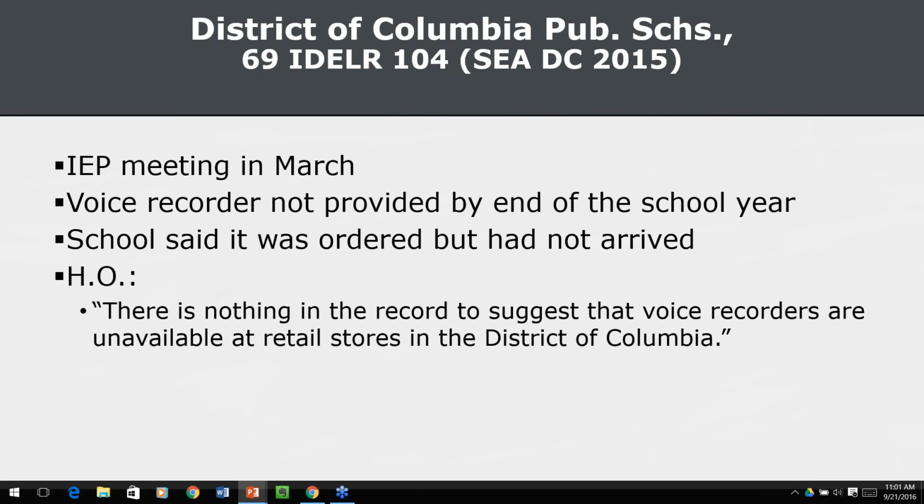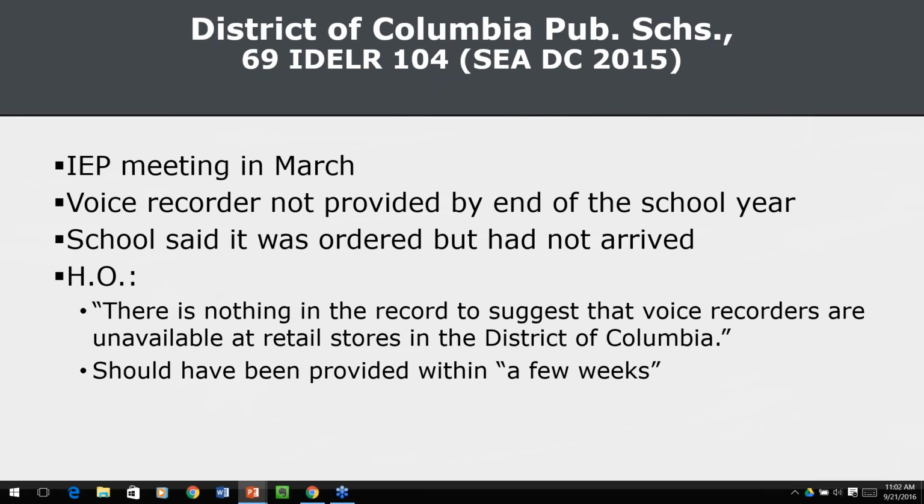And look at this, the hearing officer said, there's nothing in the record to suggest that the voice recorders are unavailable at retail stores in the District of Columbia. Do not let your school district's procurement system slow you down in providing the services and technologies that you promised a kid. Hearing officer was just gobsmacked that the school couldn't get a voice recorder within a few weeks, really I would say a few days, and that this delay resulted in a denial of FAPE.